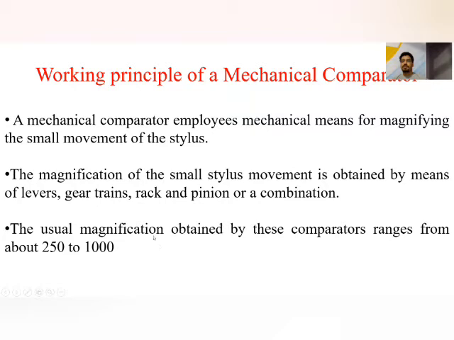The magnification which is obtained by these comparators ranges from 250 to 1000x. So this much amount of magnification can be obtained with the help of mechanical comparator. So first mechanical comparator is the Johnson microcator.